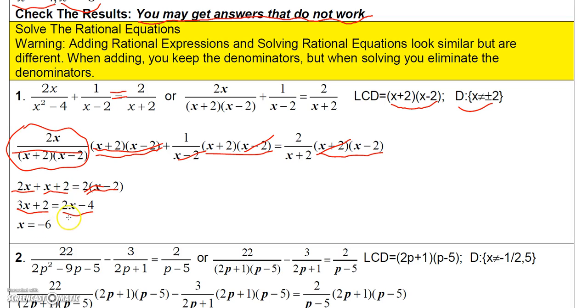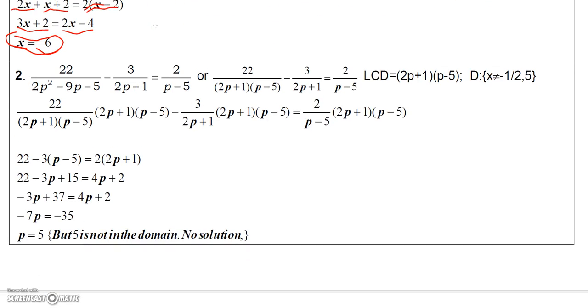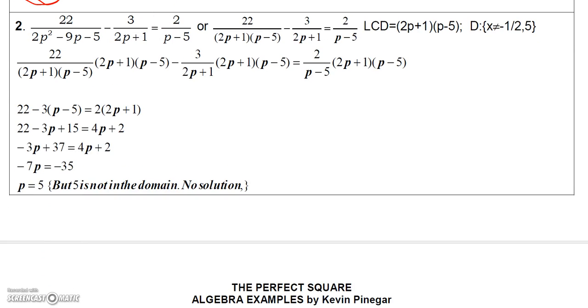Now, I assume by now you can solve this. Just subtract 2x from both sides and you'll get x over here, and then subtract 2 from both sides and you'll get negative 6 over here. So solving that equation is really not too difficult. So you get x equals negative 6. And that negative 6 is in the domain, so we don't have to worry about that. Now, let's take a look at this next one.